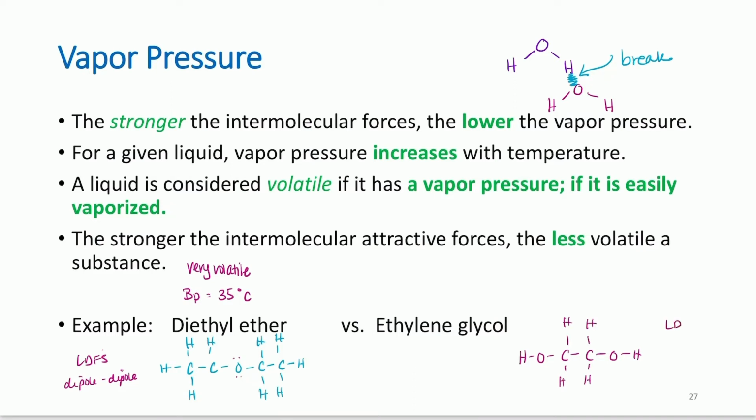This also has LDFs because everything does. It's polar, so it has dipole-dipole. But it also has hydrogen bonding. This is not very volatile. This boiling point is 197 degrees C. It has a very low vapor pressure and a low volatility.